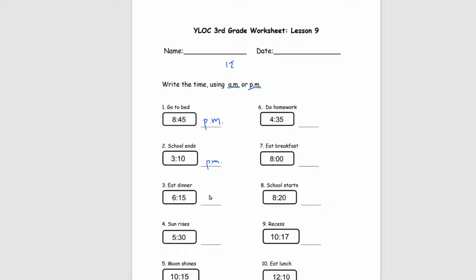Number 3, we have eat dinner. If we use our first option AM, it means that we'd be eating dinner at 6:15 AM, which is very early in the morning, and you'd most likely be eating breakfast at this time. So it had to be PM, because 6 PM is mostly around the time where most people eat dinner.